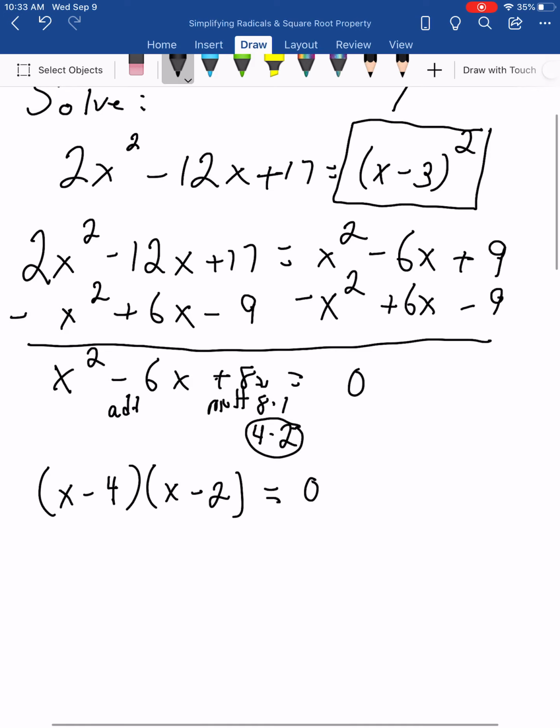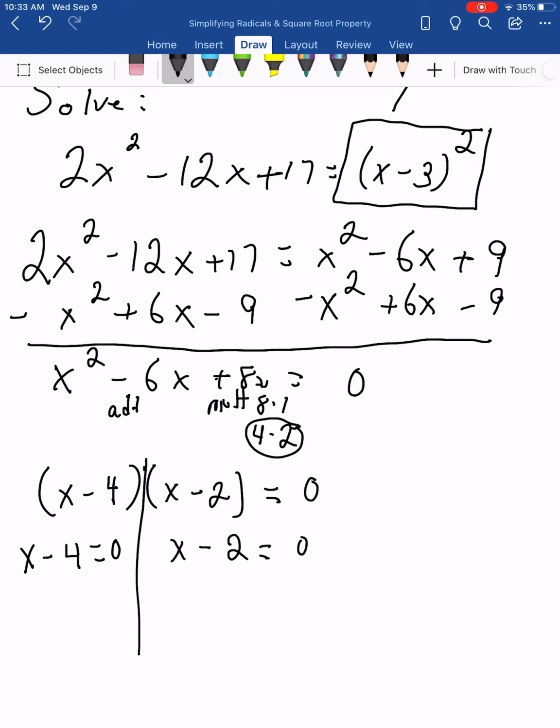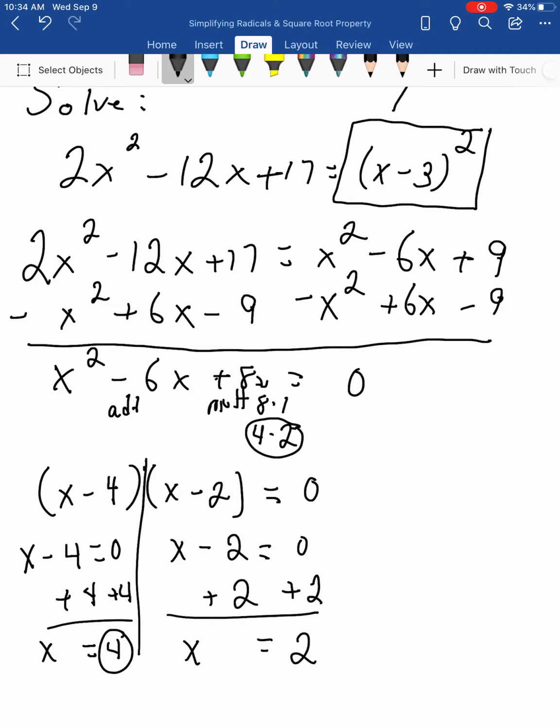And then to get our solutions, we'll use the zero product property, which says take each factor and set it equal to 0. So we solve our little equations here. So x is positive 4 and x is positive 2.